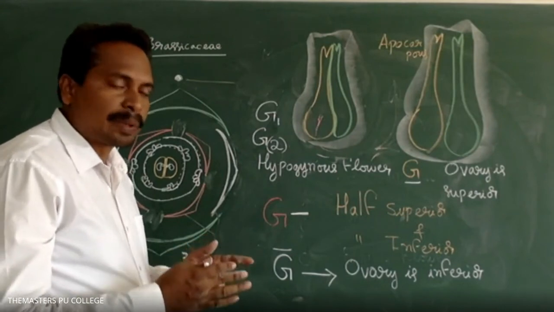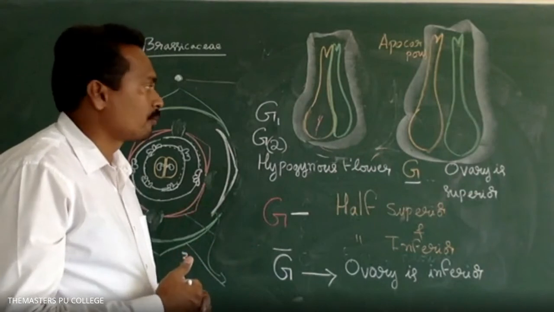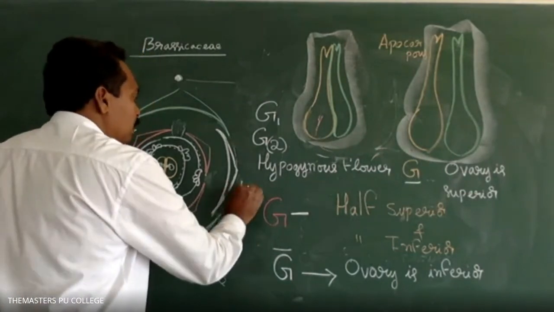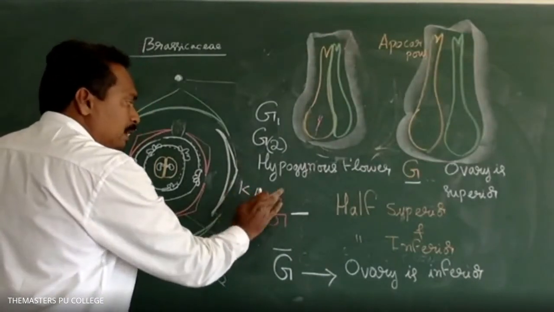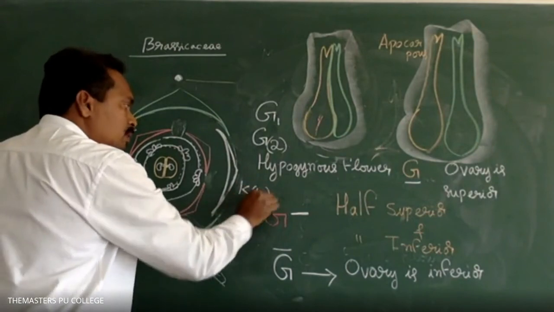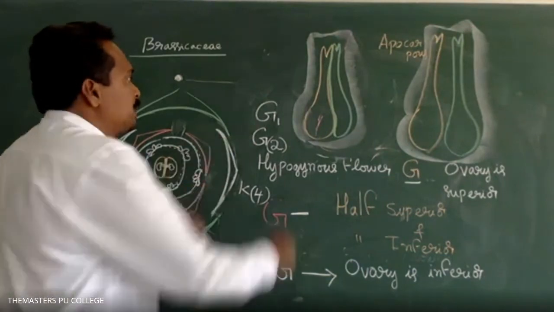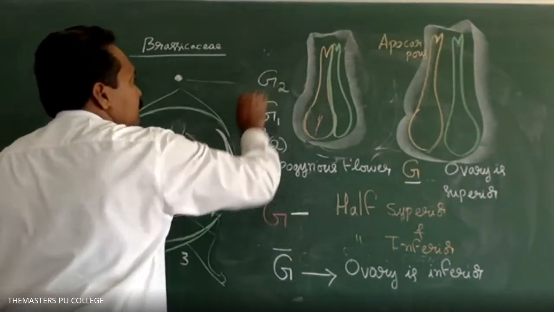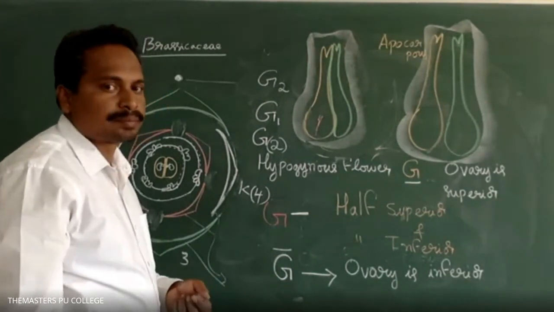Okay, regarding the attachment of members of the same whorl: K5, K4, if the sepals are free, are written without a bracket. If the sepals are fused, there should be a bracket. So G2 indicates that the carpels are free or fused. Free.